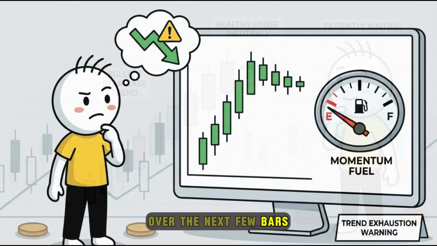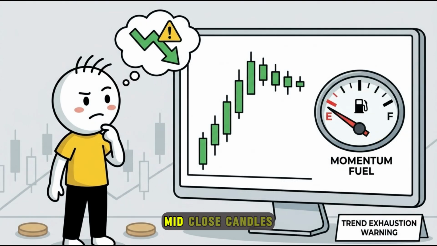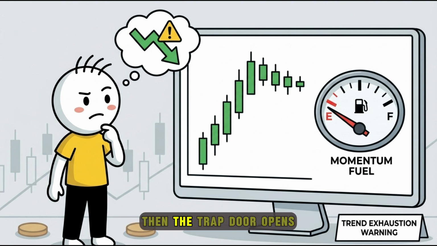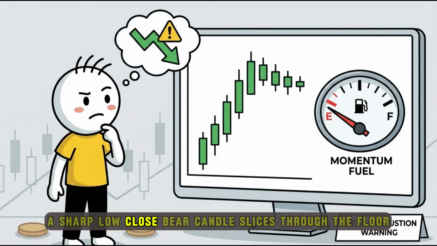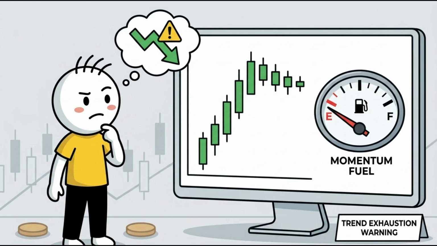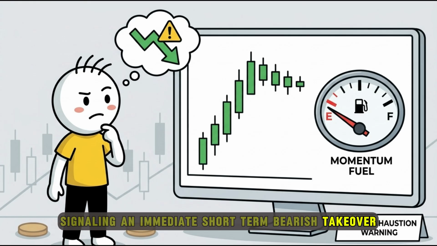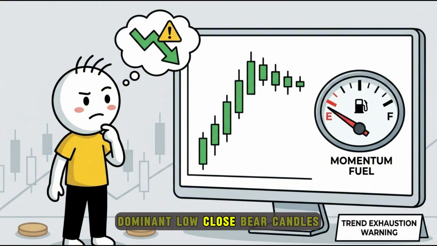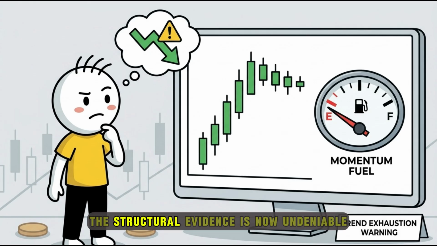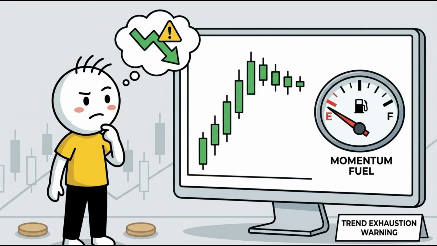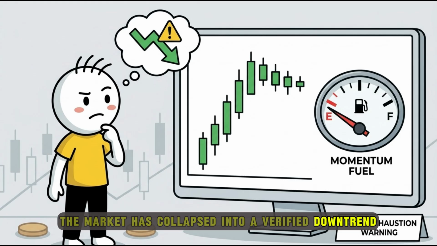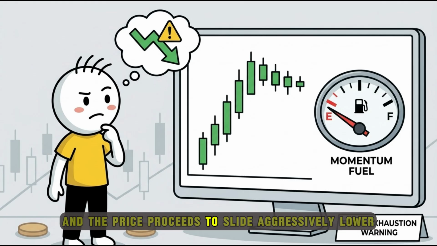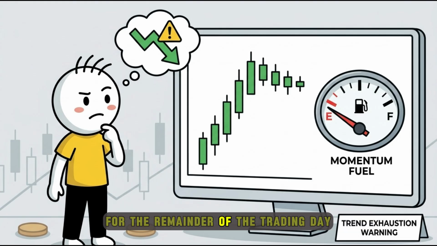Over the next few bars, the chart prints a series of indecisive mid-close candles, completely locking the market in a flat line. Then, the trapdoor opens. A sharp, low-close bear candle slices through the floor, signaling an immediate short-term bearish takeover. This is backed up by two more consecutive dominant, low-close bear candles. The structural evidence is now undeniable. The market has collapsed into a verified downtrend, our master bias is completely bearish, and the price proceeds to slide aggressively lower for the remainder of the trading day.